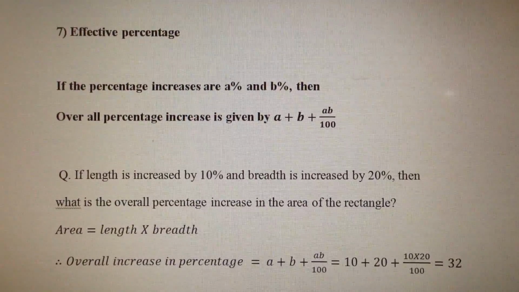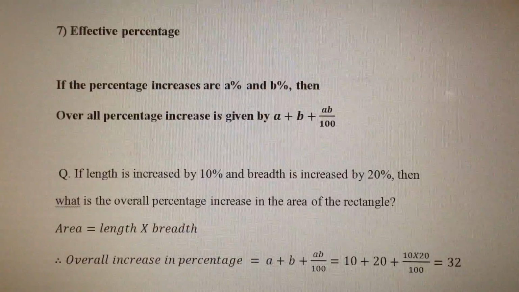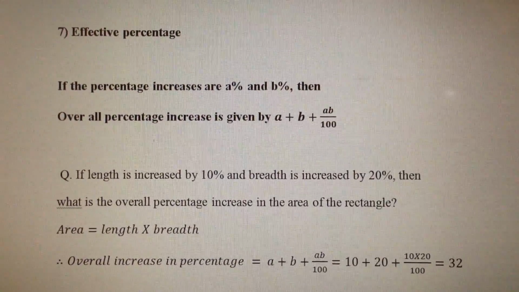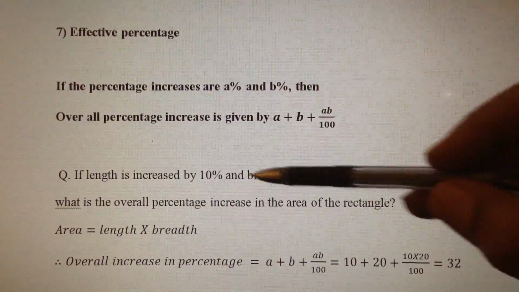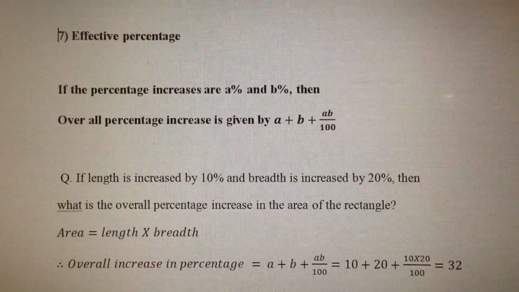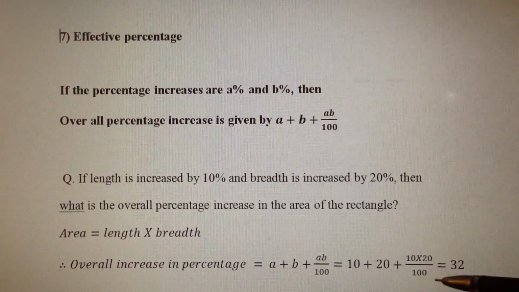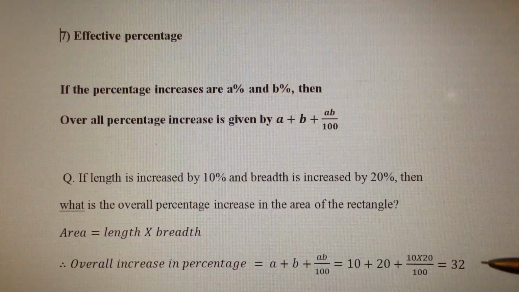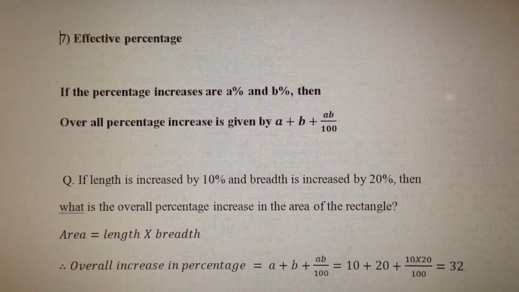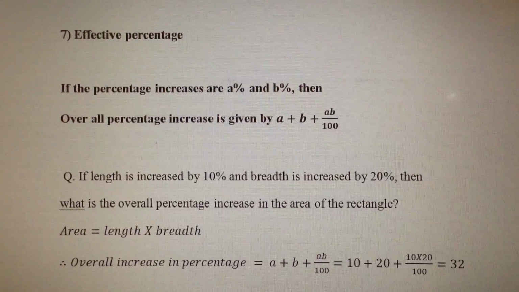To know the effective percentage or the overall increase in the percentage, let us apply the formula we have discussed here. This is A plus B plus AB by 100, where A is equal to 10% and B is equal to 20%. Therefore, overall increase is equal to 10 plus 20 plus 10 into 20 by 100, which is equal to 32%. This is a very simple formula to calculate the effective increase in the percentage. Okay, let us see one more thing.